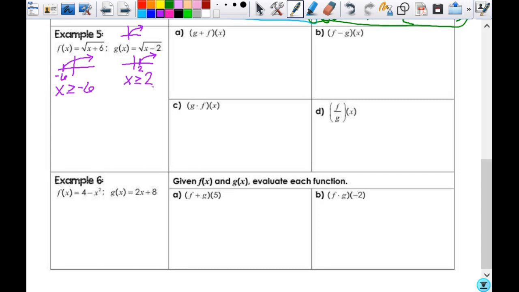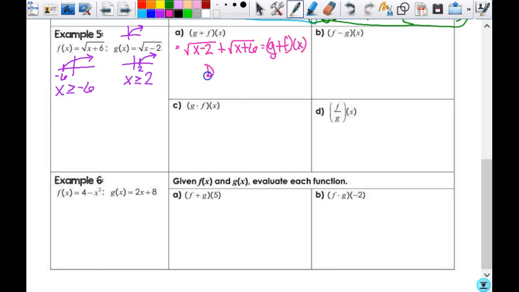Okay. So let's add these. g plus f of x. So that's going to be g, which is the square root of x minus 2, plus f of x, which is the square root of x plus 6. Can I actually add those together? No, I cannot. Okay, I cannot add them together, so that's just it. That is g plus f of x.